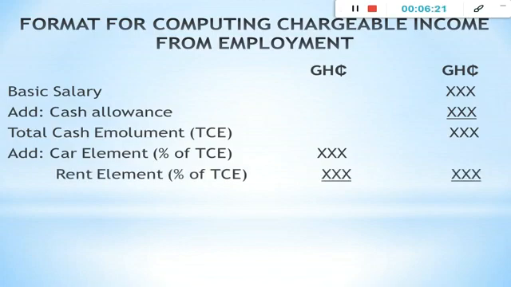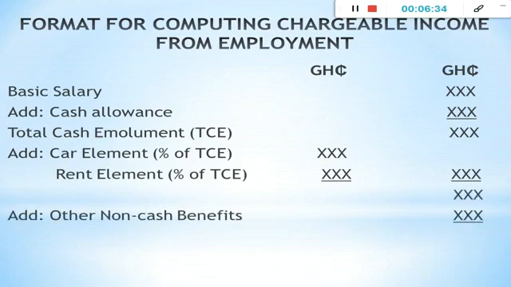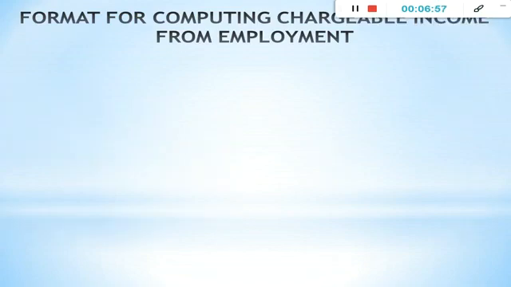Now the rent element as well, you have to know whether it's accommodation with furnishing, accommodation only, furnishing only, or shared accommodation. All these you need to know. So we add these to it, and then we add any other non-cash benefits, and we get assessable income. Now remember, when we were talking about the disability relief, we made mention that it's 25% of assessable income. What's assessable income? Assessable income is basically the summation of your basic salary, your cash allowance, and then non-cash allowances.